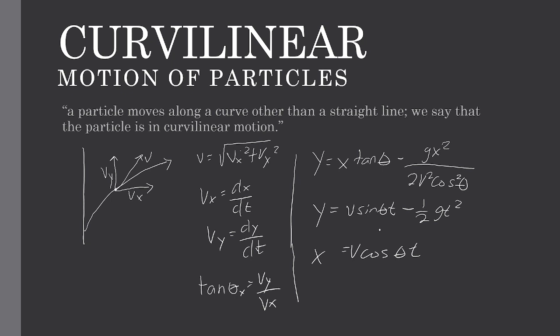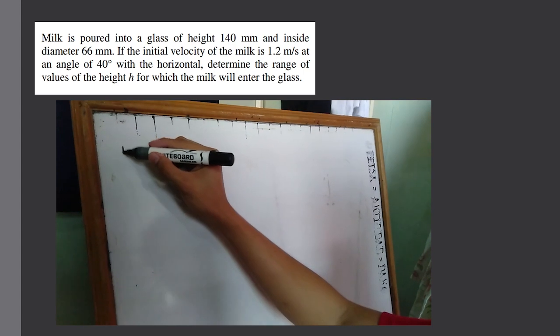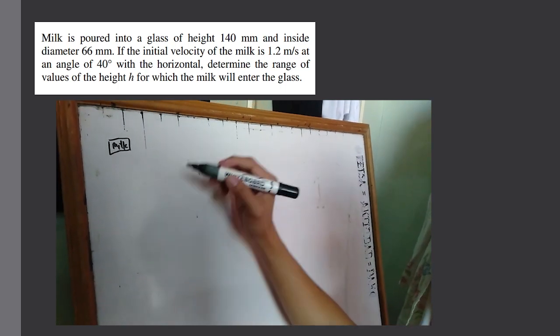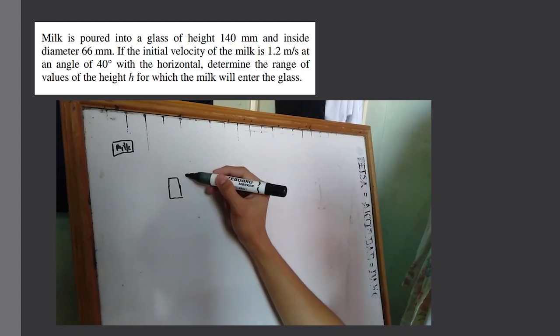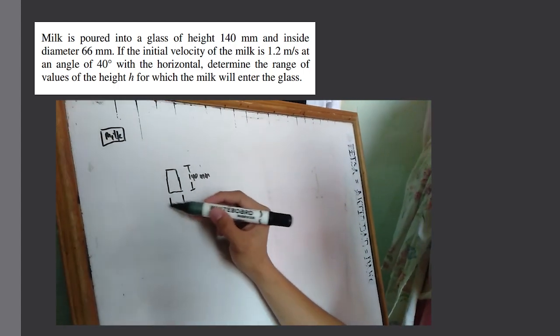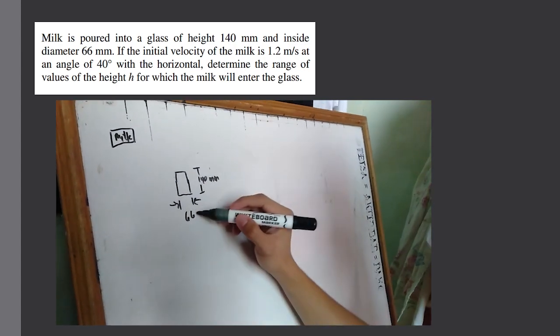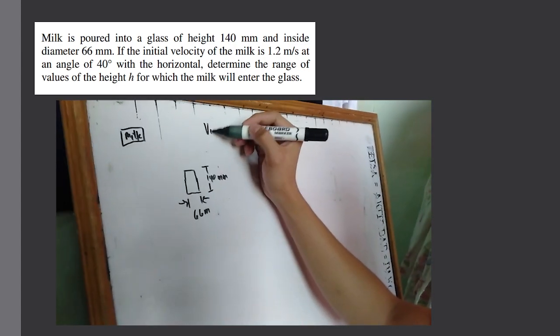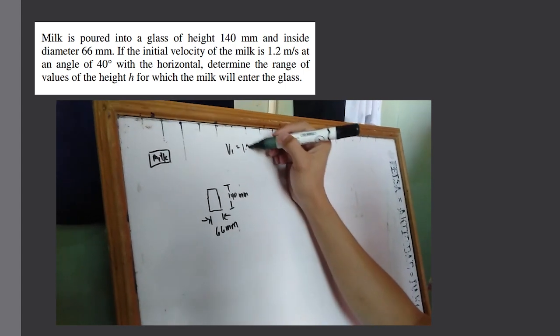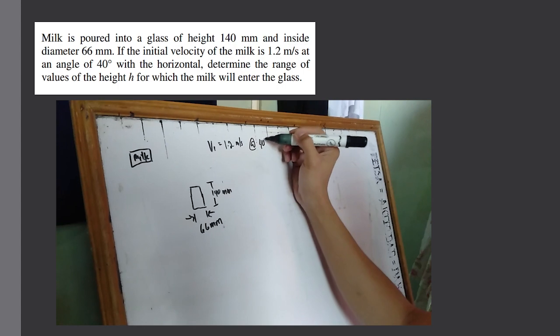To further illustrate these formulas that we have, let's solve a problem. This is the y-axis, x-axis. We have milk that is poured into a glass that is 140 millimeters tall. So for example, this is the glass, 140 mm, with a diameter of 66 millimeters, and the initial velocity Vi is equal to 1.2 meters per second at an angle of 40 degrees with the horizontal.